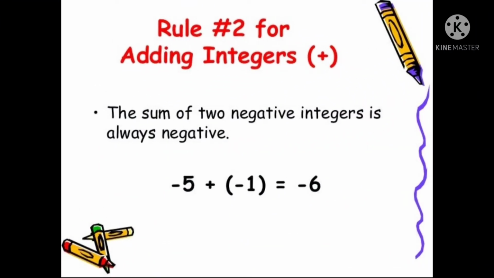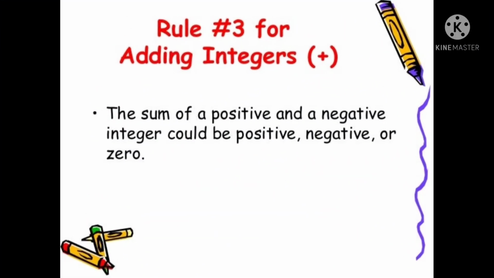Rule number 2 for adding integers. The sum of two negative integers is always negative. For example, negative 5 plus negative 1 is equal to negative 6. The given addends are both negative, so the result of the two integers is negative.